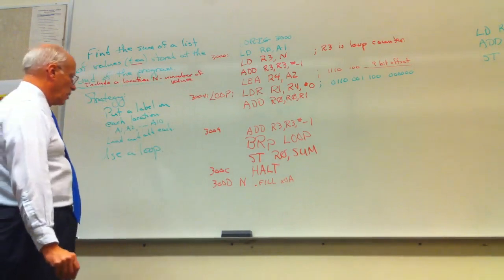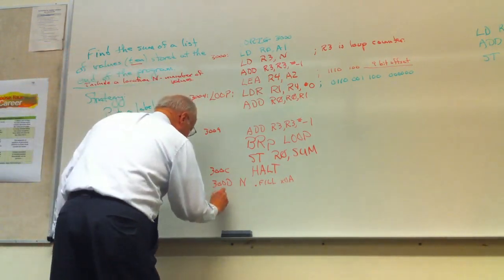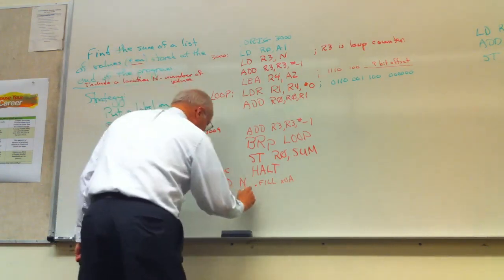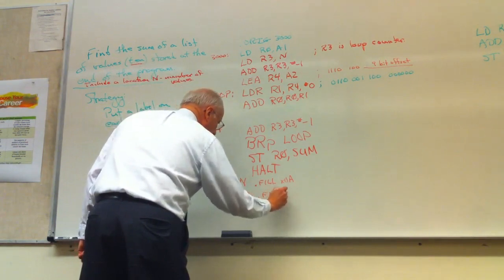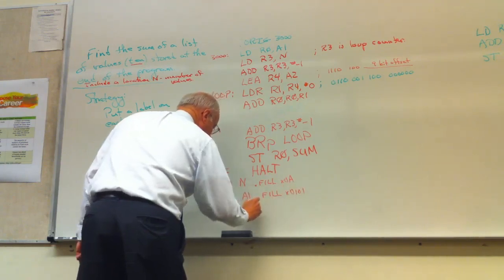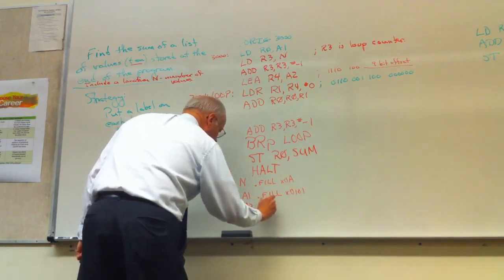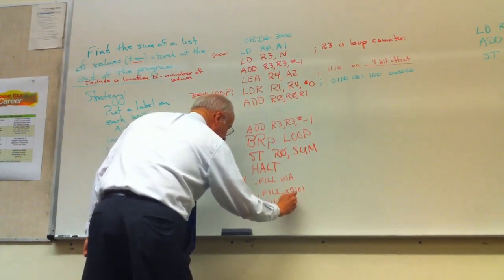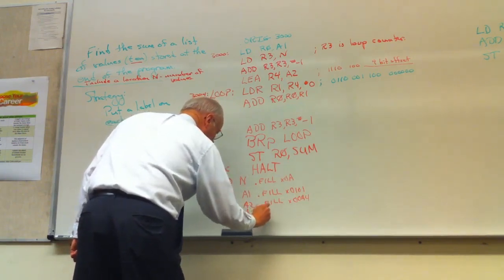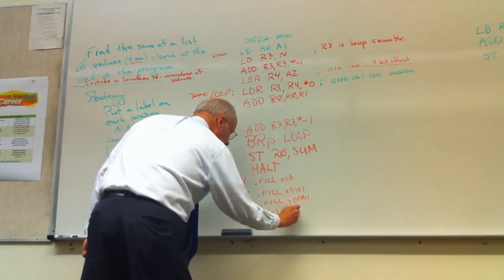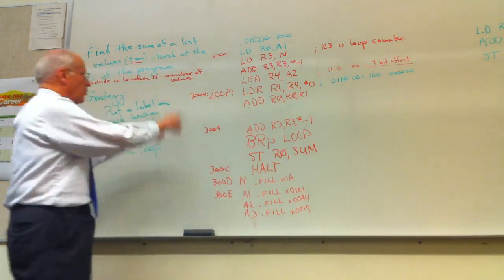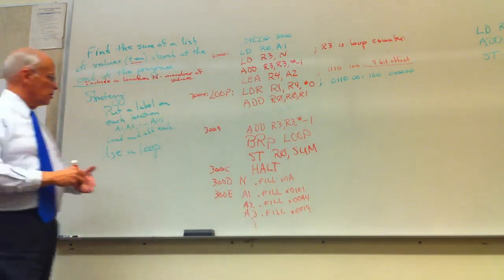We've got a 10 in there, and then at 300E, well, okay, we'll call it A1. A2. A3, we won't attempt to write them all down. And so on, and then down there at the end someplace, I've got a location that I called sum.